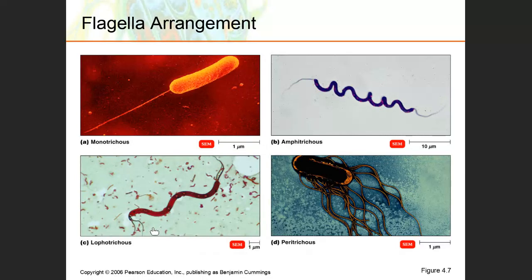Clusters of flagella are lophotrichous. It's usually just found on one end, but sometimes you can have more than one cluster. If the bacterial cell is covered with flagella, we call that peritrichous, because peri means all over or surrounding. Remember that flagella are teeny tiny. The only way to see them, other than with an electron microscope, is to use a special stain, which makes them thicker. And that enables us to see them on a prepared slide.